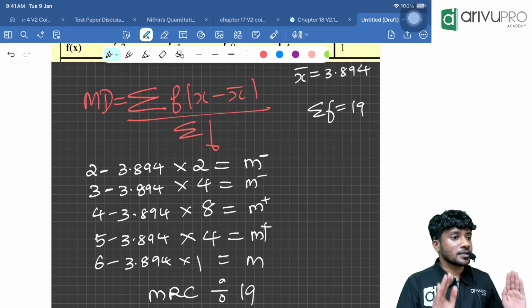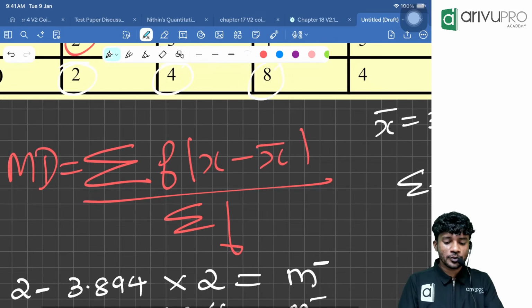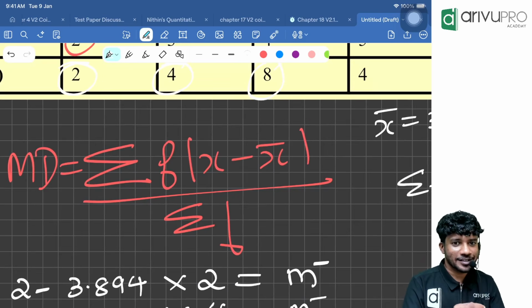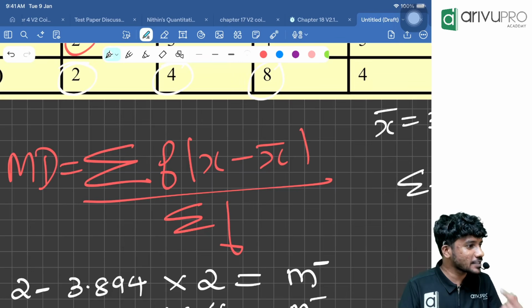Now people, the major important part is, are you able to read the sigma? Whenever summation means product, we should take the product and add. Square means take the square and click M plus. That is the major usage.